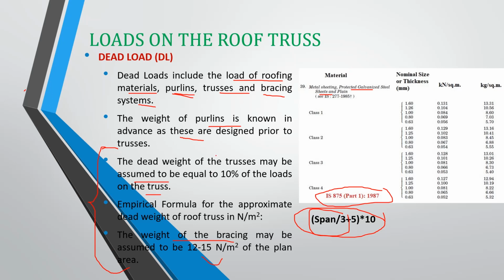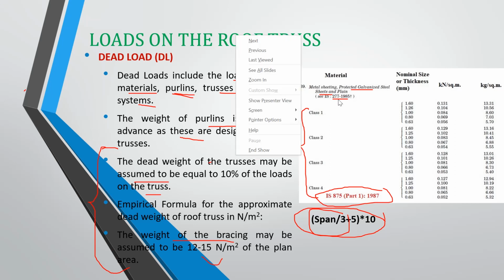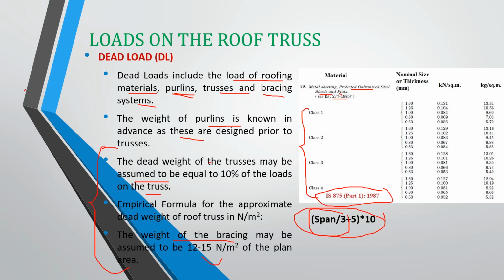You can see that our roofing materials are divided into 4 classes according to IS code 277, and these classes are based on the depth of corrugation or the pitch of corrugation. So you can download this IS 277 code and see how these corrugated galvanized steel sheets are divided into different classes. Under each class also, the nominal thickness of the galvanized sheet varies. For example, under class 1, the thickness of our galvanized steel varies from 0.63 mm to 1.60 mm. Similarly under class 2, class 3 and class 4.